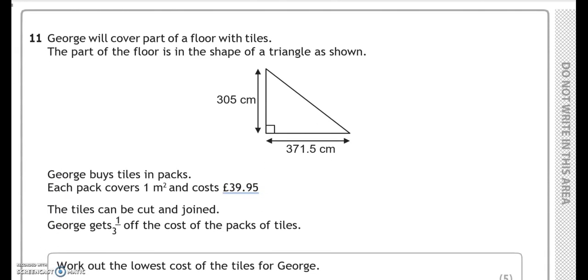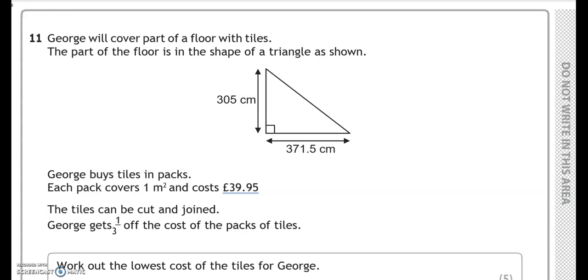George will cover part of the floor with tiles. The part of the floor is in the shape of a triangle as shown. George buys tiles in packs. Each pack covers 1 square metre and costs £39.95. The tiles can be cut and joined. George gets 1/3 off the cost of the packs of tiles. Work out the lowest cost of the tiles for George. So we'll need to work out the area of the triangle first.